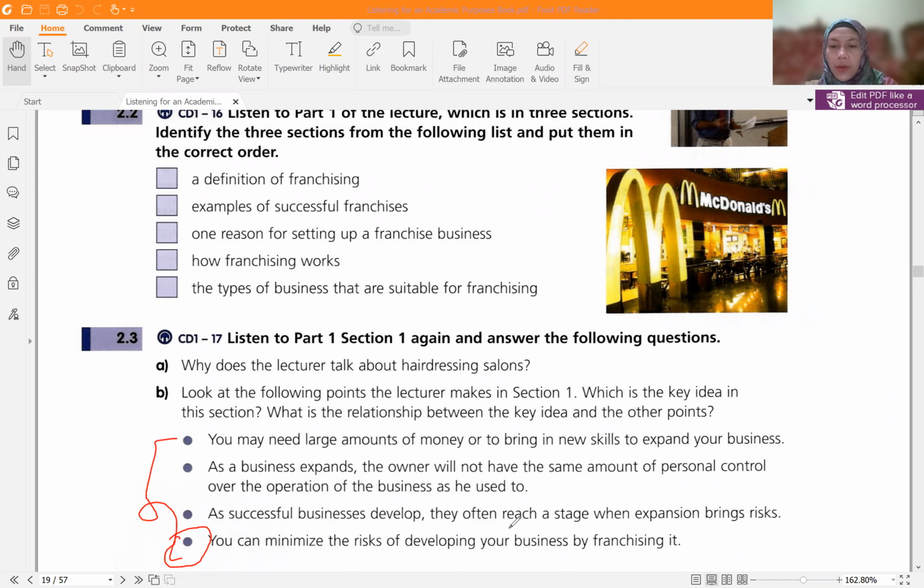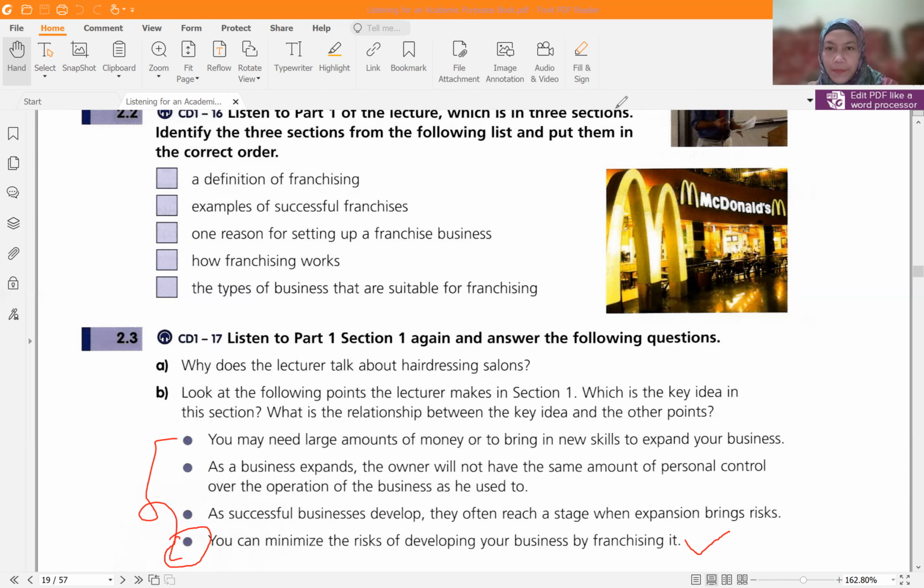And now it is time for you to work out the relationship between this key point and the first one, the second one, and the third one. What is the relationship between the key point and the other points here? Why does he mention you may need a large amount of money or to bring in new skills to expand your business? Why does he mention that as a business expands, the owner will not have the same amount of personal control? As successful businesses develop, they often reach a stage when expansion brings risks. What is the relationship between this key point and the other points? Now please answer your questions on a piece of paper.